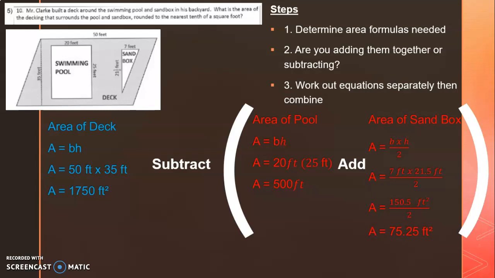So remember, the first thing you have to do is add together the pool and the sandbox. So if you take 500 plus 75.25, you're going to get 575.25. Okay, so don't forget that's going to be your first step.